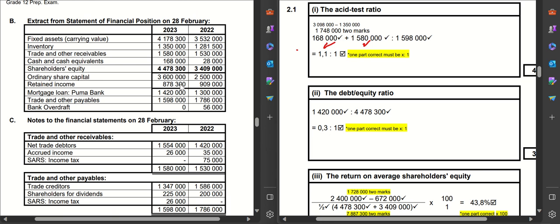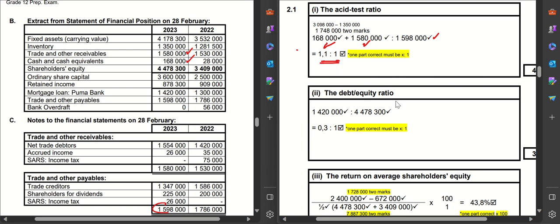Okay, so as I was saying, these are your receivables and cash and cash equivalents, and this is as to your trade and other payables in 2023, which is your 1,598,000. Remember that your answer has to be as to 1, because it is a ratio.